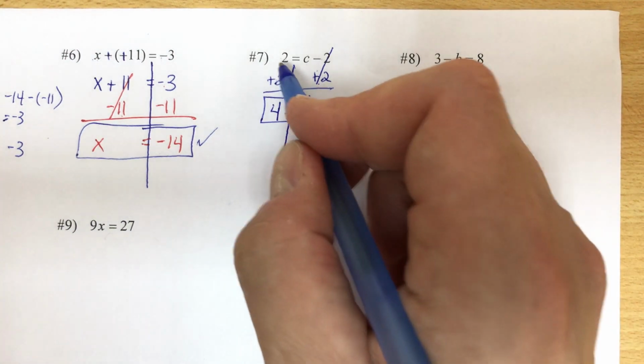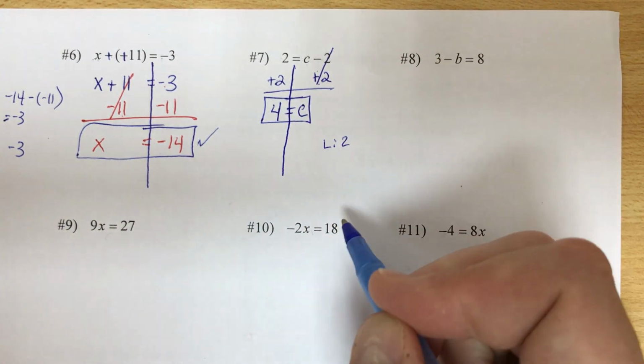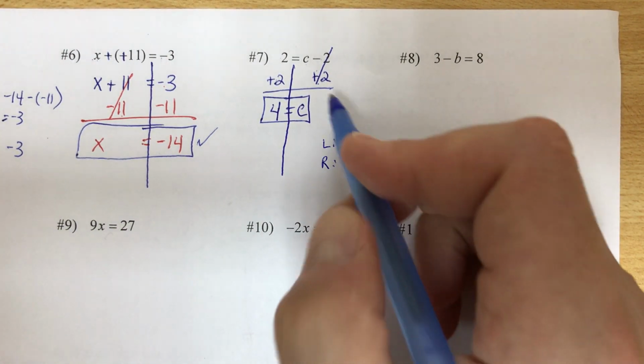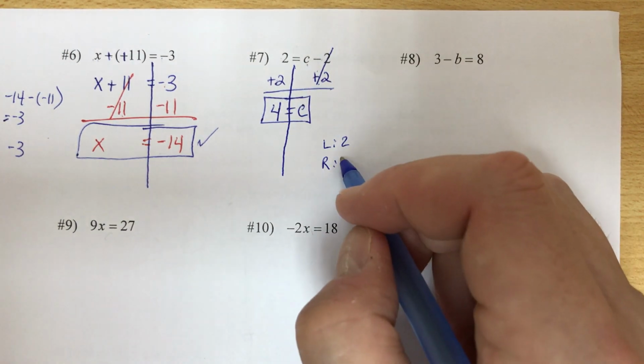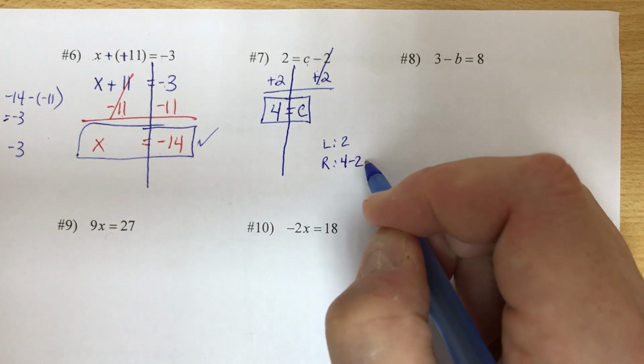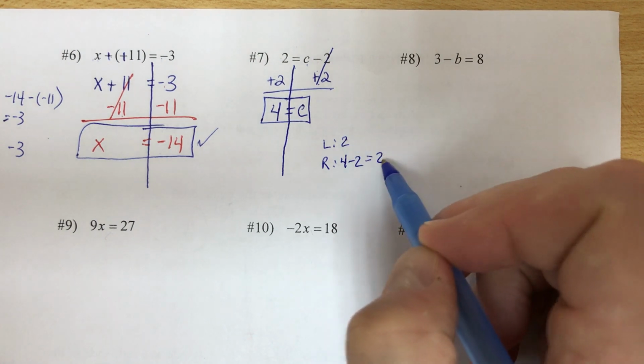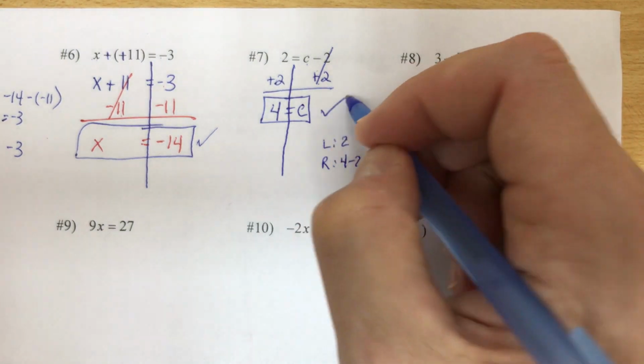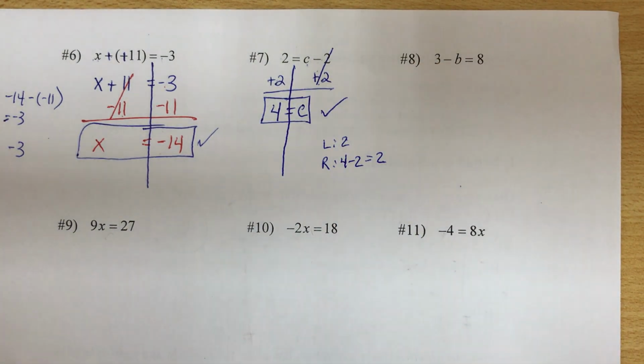I'll check the left side. The value is 2. And the right side was C minus 2, which is 4 minus 2. Hey, that's the same thing. Left side and right side are the same. This is correct. And that is the end of part 1.